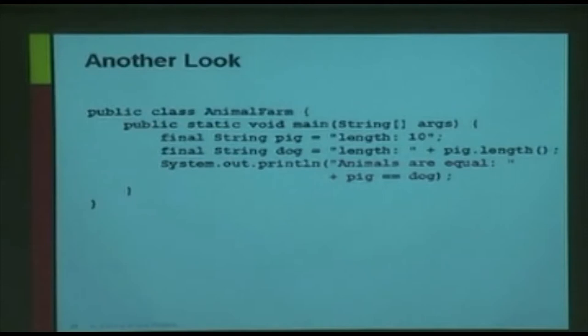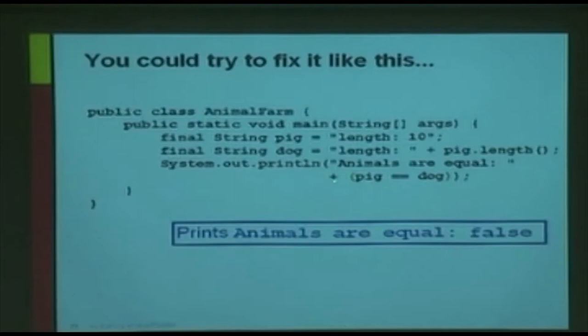Well, you might be tempted to fix it like this. You might simply put in parens to force the correct order of evaluation. And in fact, that's a good thing to do. Parens are wonderful. But it turns out it will then print animals are equal false, which is a little bit confusing. Actually, according to the specification, it could print animals are equal true or animals are equal false. That is, it's simply not specified whether the two strings will be identical. They will be equal. Their contents will both be length colon space 10.